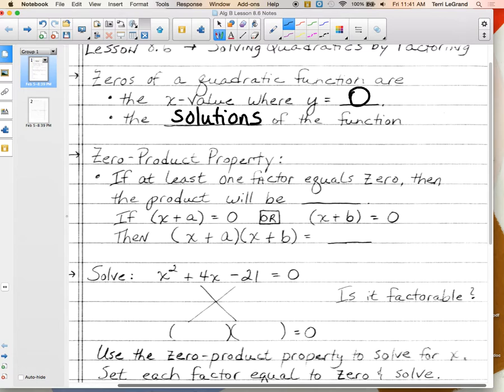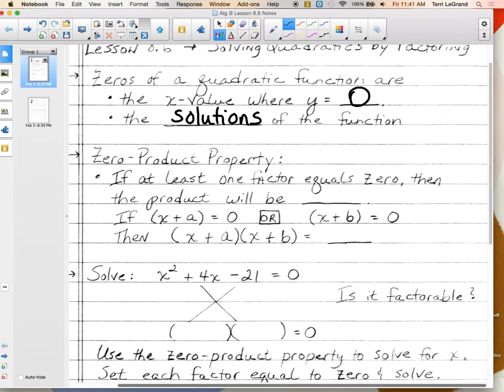There's another word they use called roots. So if you ever see it say, find the roots of a quadratic function, they're saying the same thing. Find the solution. Find the zeros. They all mean the same thing. Find the zeros means find the solution. Find the solution means find the zeros.